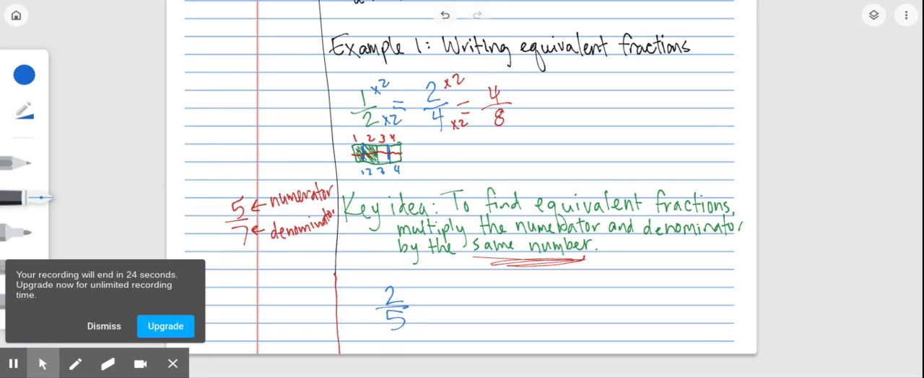Okay, so let's do another example. 2/5. Now, if I split one block into fifths, then I'll have 2/5. So let's multiply the top number and the bottom number by the same number. Let's multiply by 2. I'm going to get 4/10. So this is an equivalent fraction.